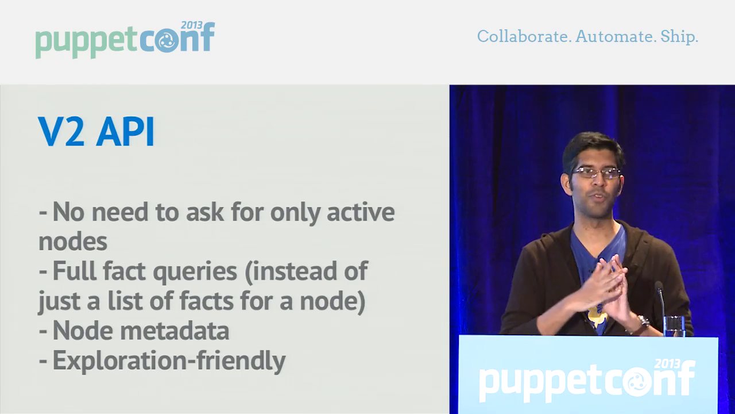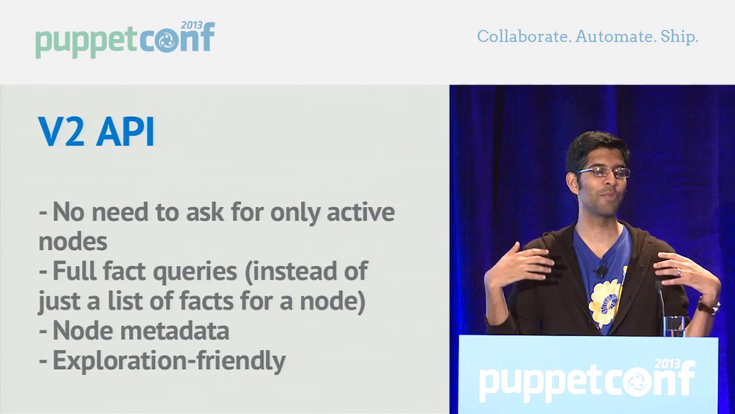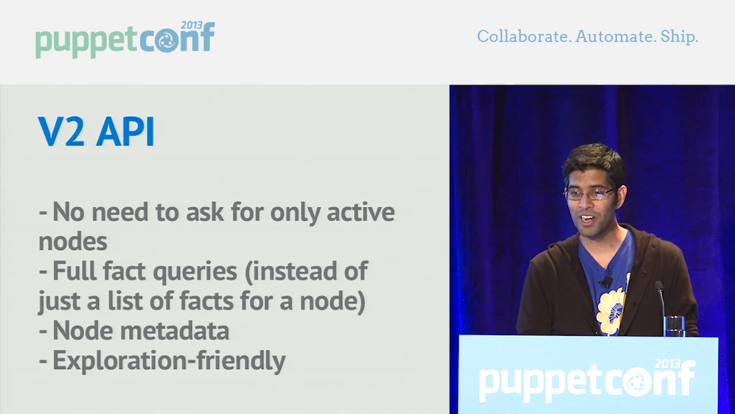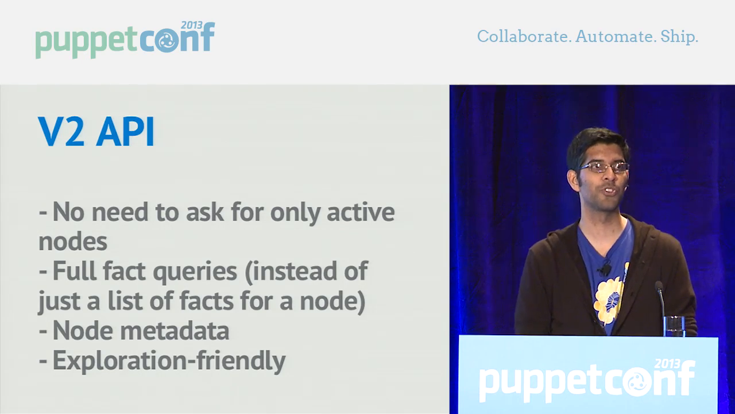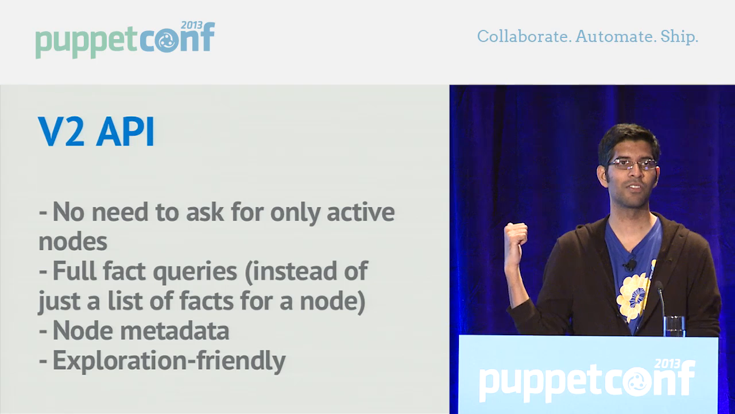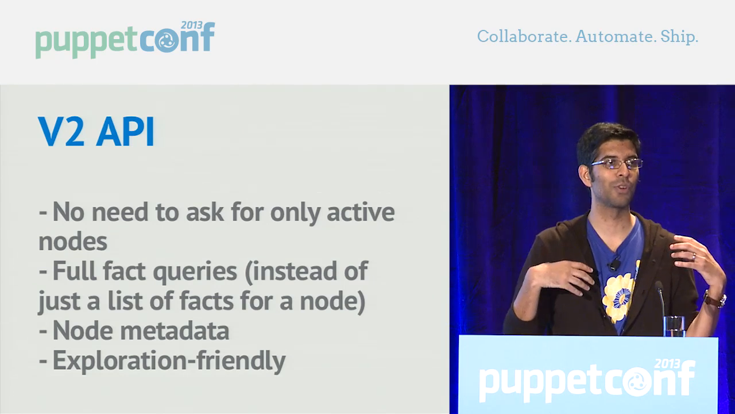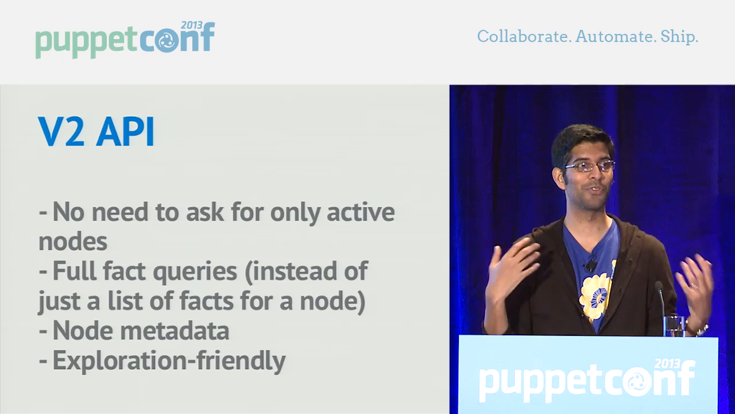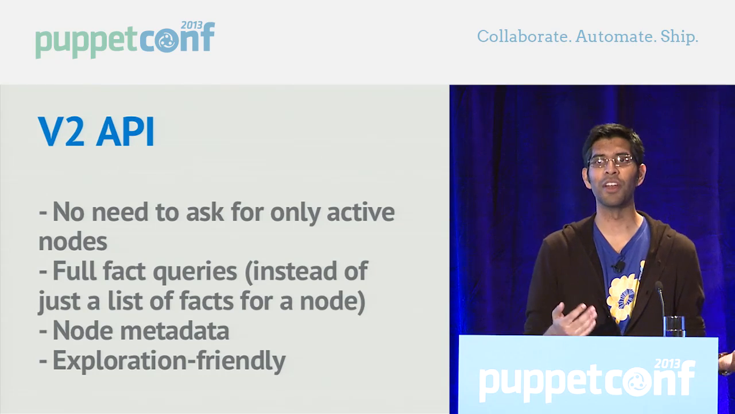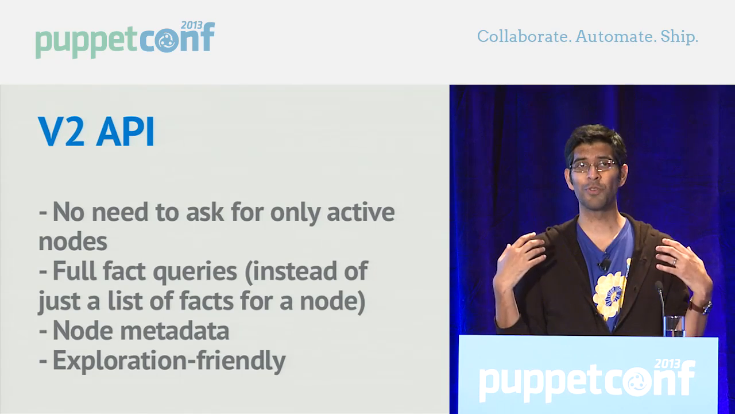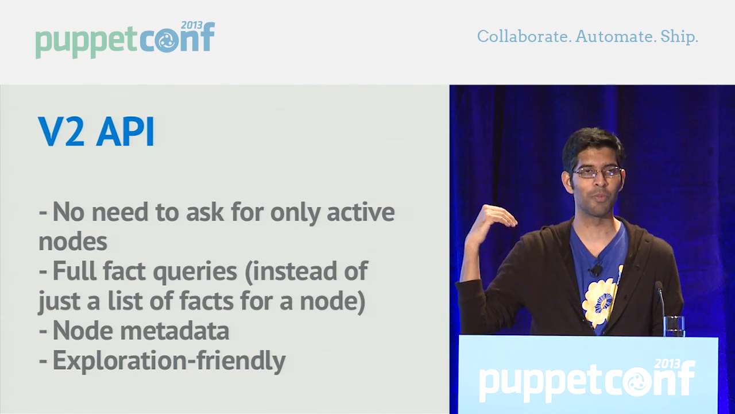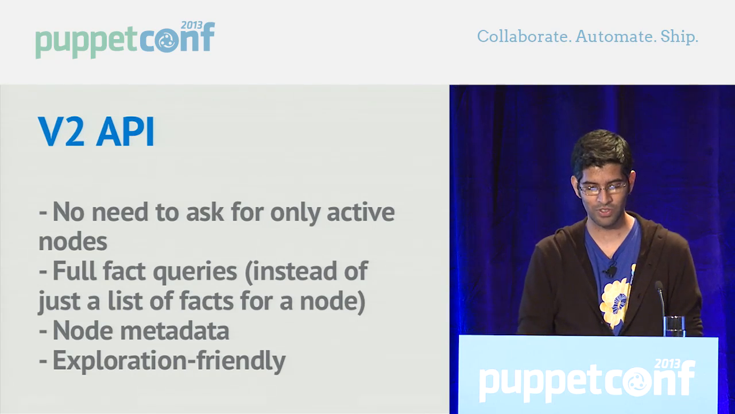Now you can do full fact inspection. Find me all the IP addresses that start with 10 dot, that kind of stuff. Node metadata is much richer, and it's exploration friendly. All those URLs I had in the slides earlier, where I want to find my user account, like /resources/user/my username, didn't exist in V1, and now exist in V2. Which means that for the vast majority of cases, you probably never need to write one of those wacky queries. You can probably just use the standard APIs to do that.